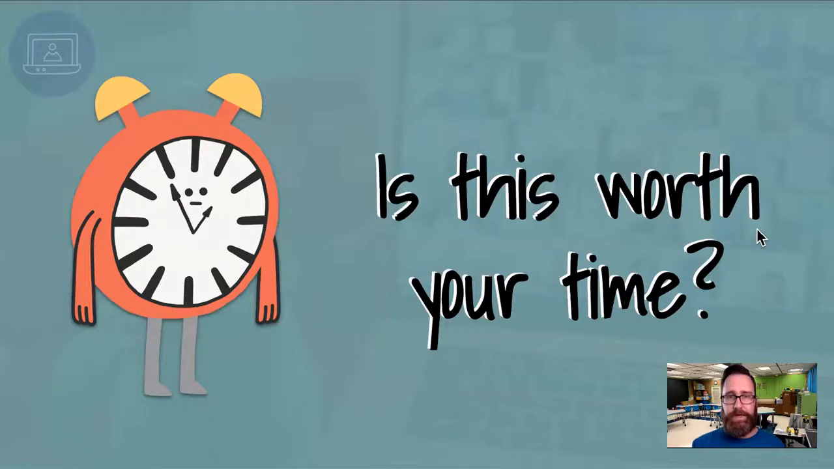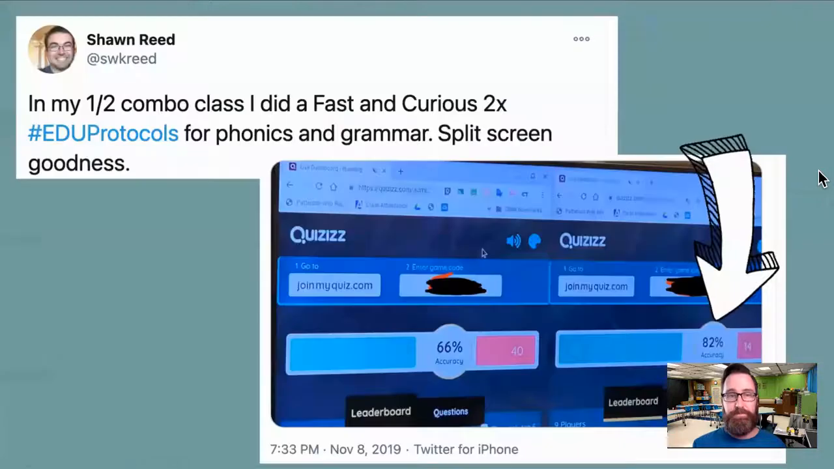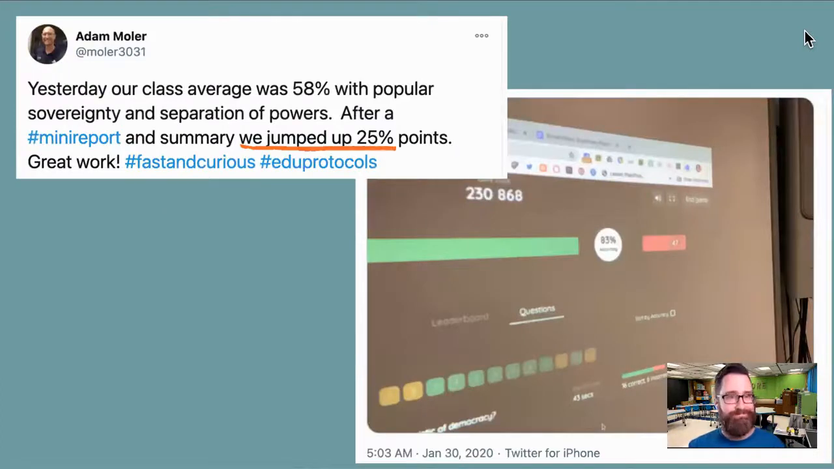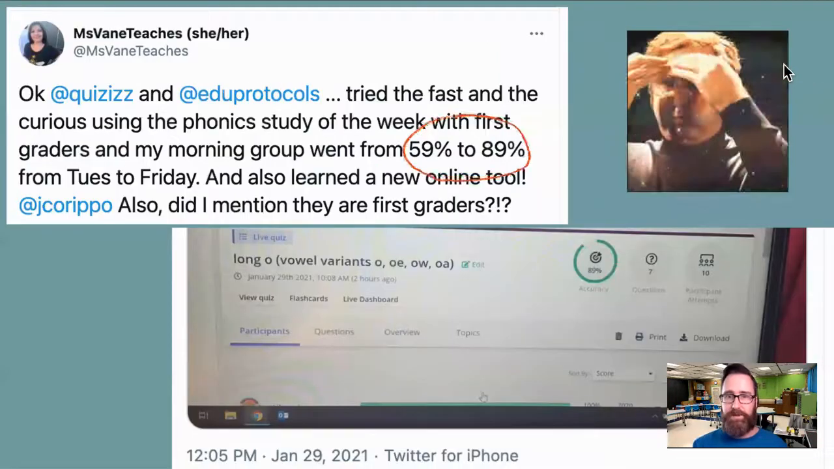So the question is, is this worth your instruction time? I'm not talking about Fun Fridays. I'm talking about actual instruction time. Well, I was looking on the Twitterverse, and Sean Reed has a 1-2 combo that did the Fast and the Curious, and they jumped from 66% accuracy to 82% accuracy. And that's not fun, that's phonics. And then Adam Moeller says his class average was 58% with popular sovereignty and separation of powers. I don't know what grade level that is, but it's scary. They jumped up 25%.